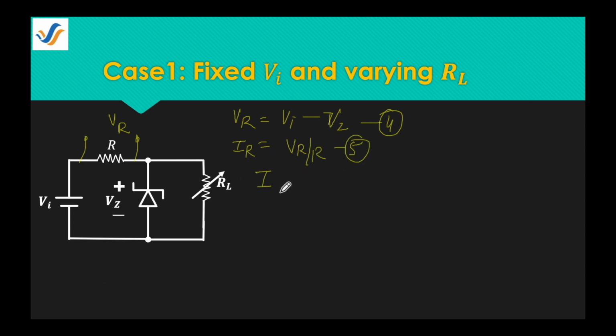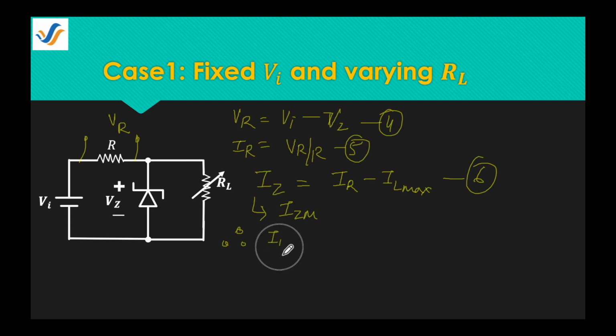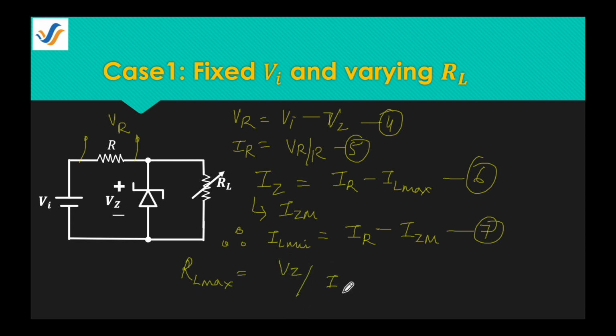Also the IZ, that is the current in the Zener diode, is given by IR minus IL maximum. This Zener current is limited by IZM. So the IL minimum value is given by IR minus IZM. And if this is the minimum load current, then the maximum load resistance is simply VZ upon IL minimum. In this way, you can find the optimal range of load resistance and the load current.